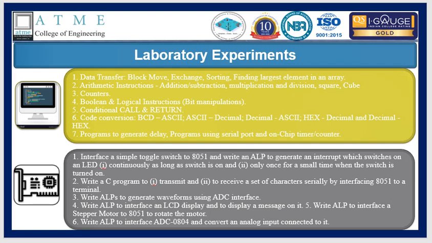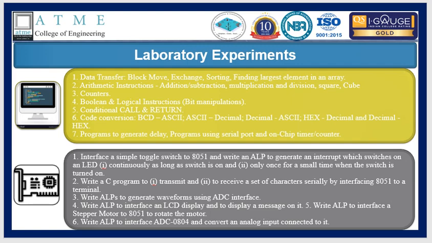Sixth one is code conversion. Under this code conversion we are going to convert from BCD to ASCII, ASCII to decimal, decimal to ASCII, hex to decimal, and decimal to hex. And finally, in part A, the seventh program is a program to generate a delay, and programs using the serial port and on-chip timers and counters.